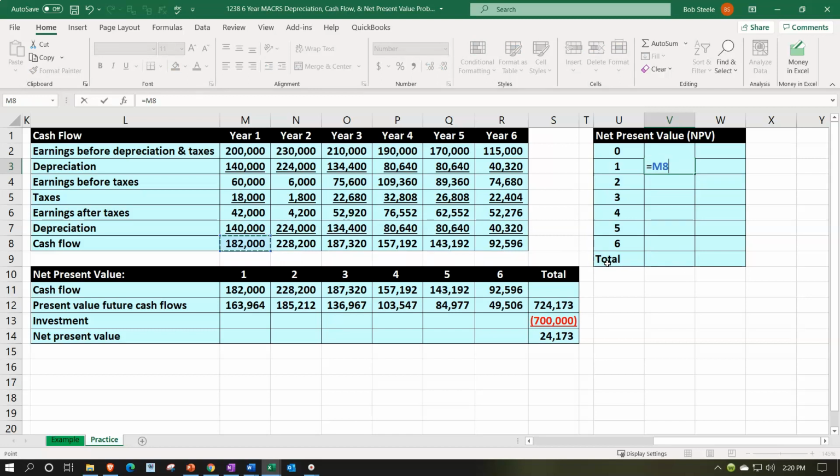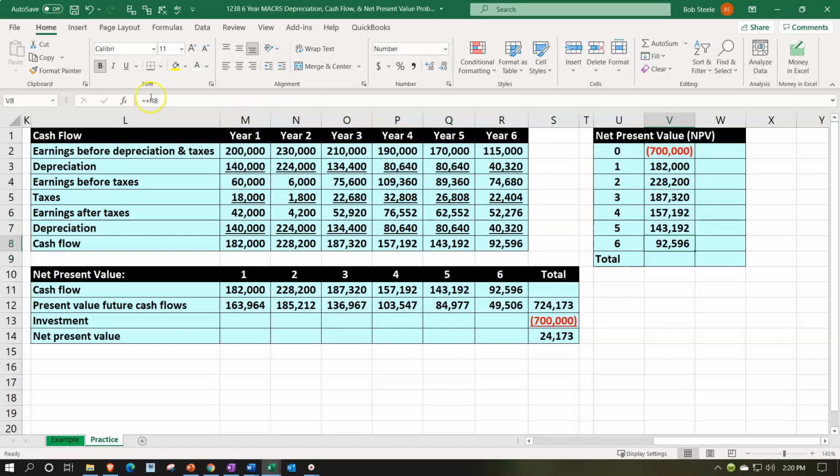So we have the 182, and then the 228.2, and then the 187,320, and then in year 4 the 157,192, and then year 5 the 143,192, and then year 6, 92,596. Underlining that, putting a line underneath it, font group, underline, equals SUM, Shift 9, sum it up. That's where we would be if there wasn't time value of money calculation, or that's what we're estimating to be.